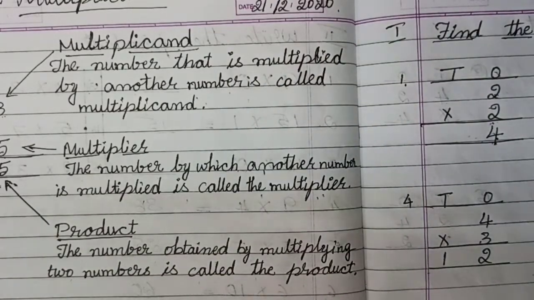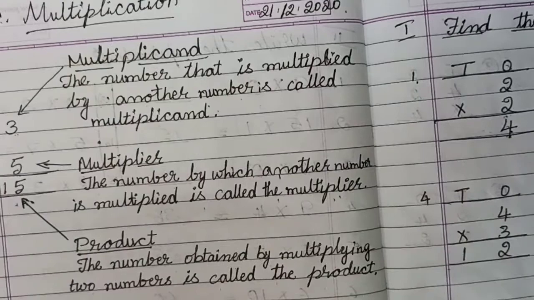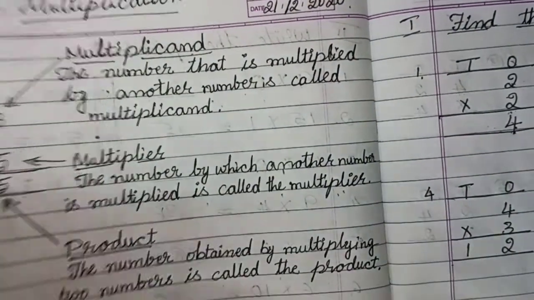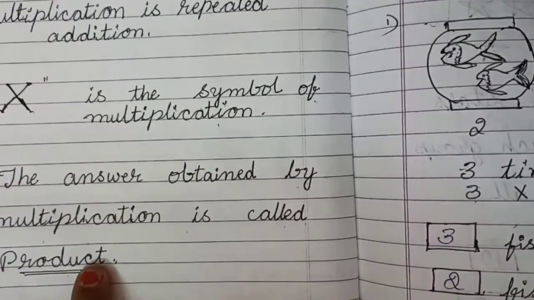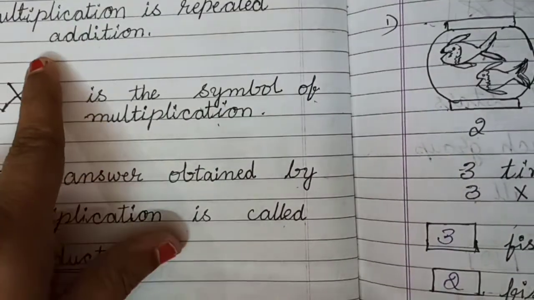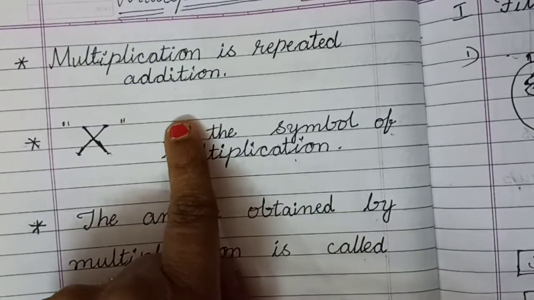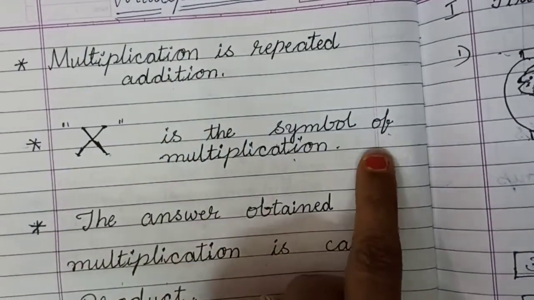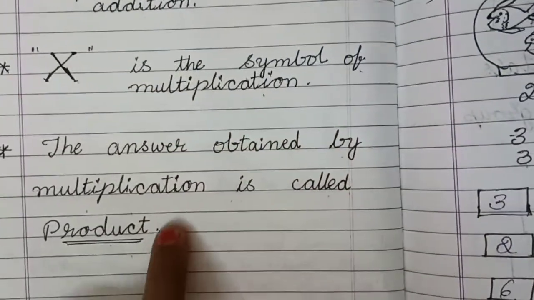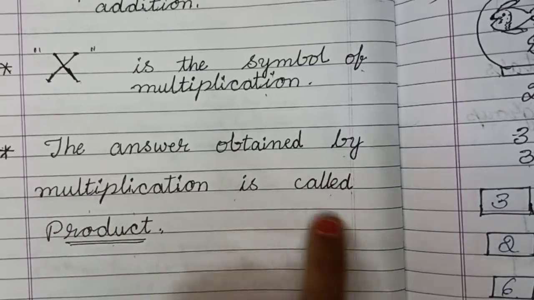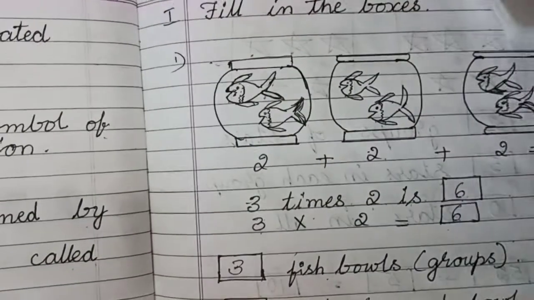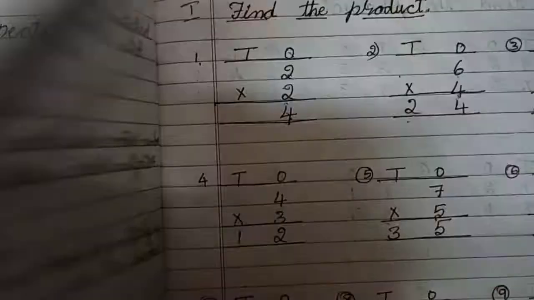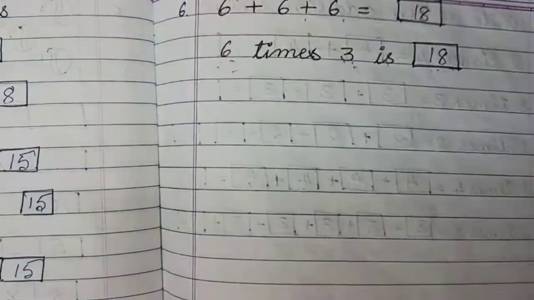In the previous class we learned multiplication. Multiplication is repeated addition. Into is the symbol of multiplication. The answer obtained by multiplication is called the product. Dear children, we already learned the concept of multiplication. Today we are going to solve a few problems.